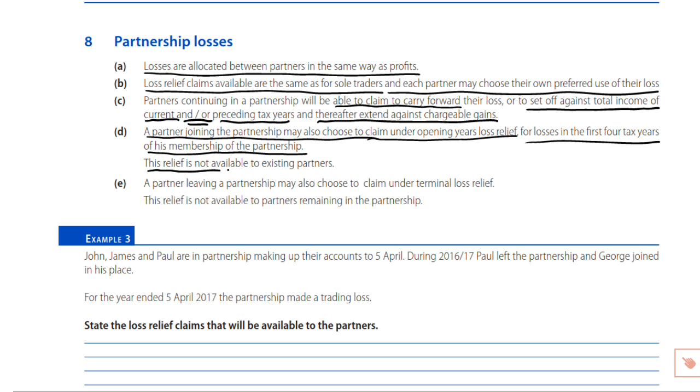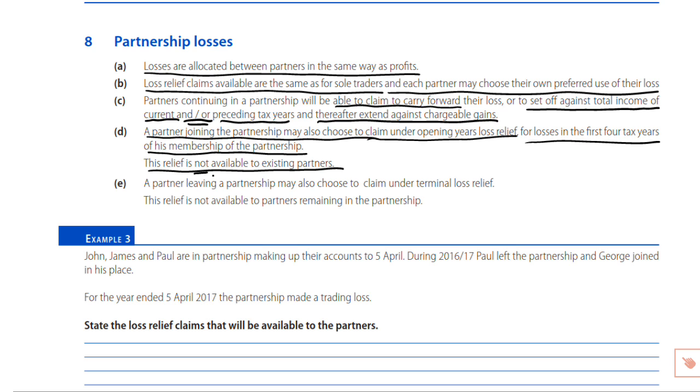That relief is not available to existing partners. This is only available if the partner concerned is within any of his or her first 4 tax years of assessment. Remember what it then allowed you to do? Carry back, but carry back further than the normal 1-year carry back period. We can go back against total income of the preceding 3 tax years. That specialist opening year's relief carry back against total income of the preceding 3 tax years.